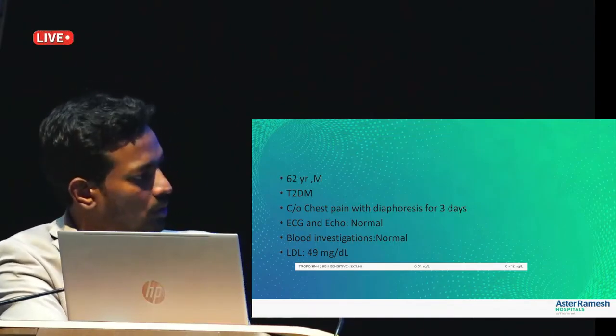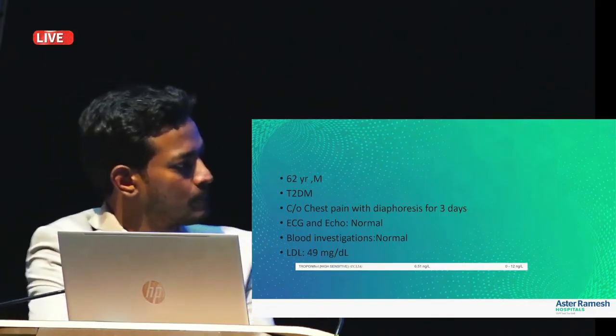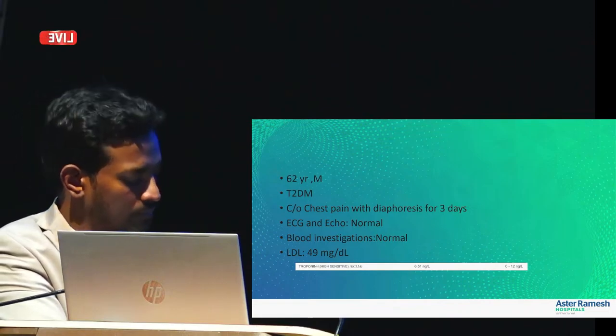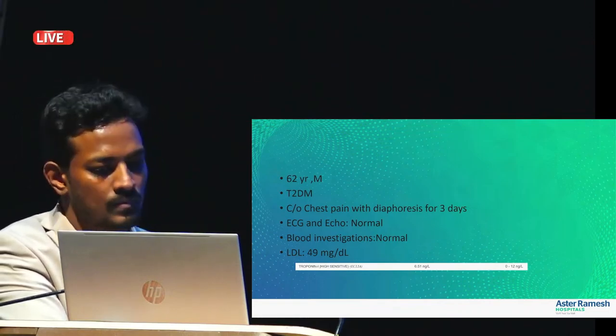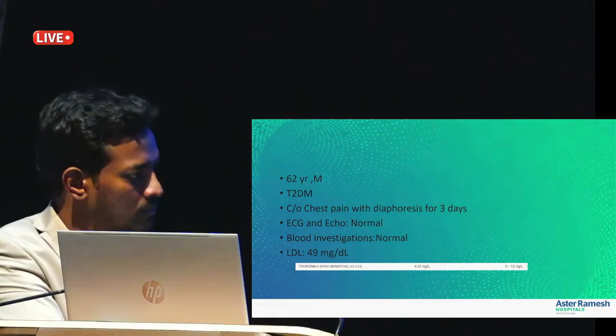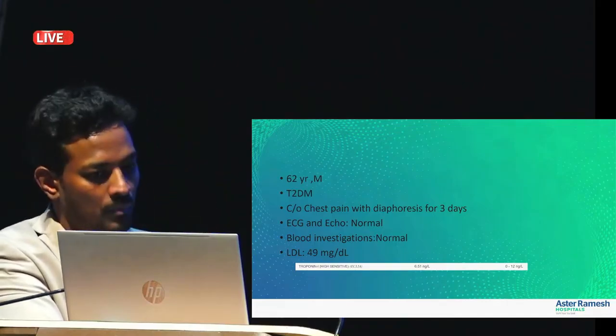So what would be your approach now again? This patient has typical angina over the 3 days period, troponin negative, so unstable angina. In this patient, if you do have a CT modality, I would suggest the CT. That would be my first option, I think.